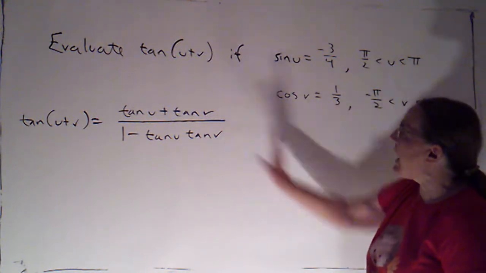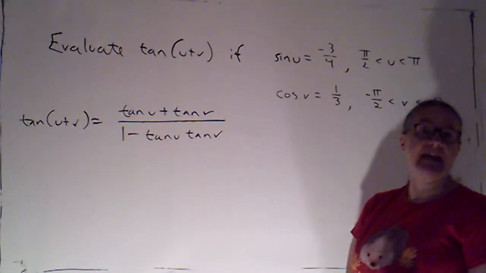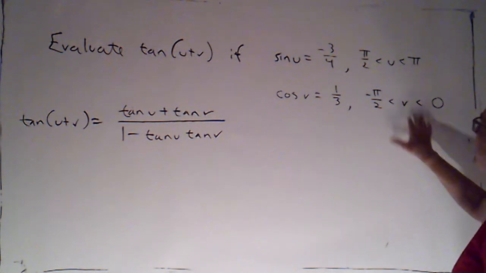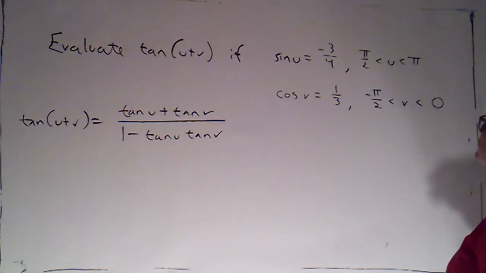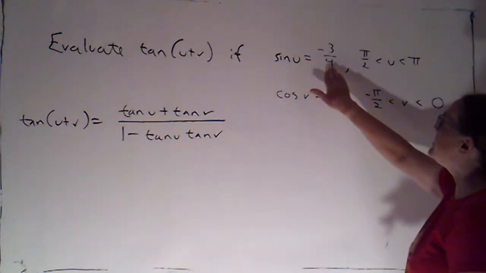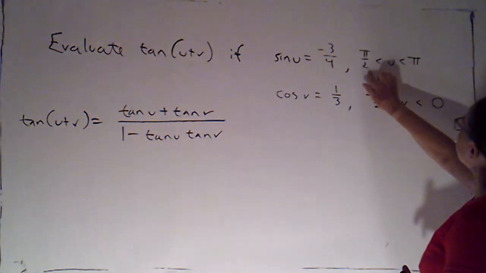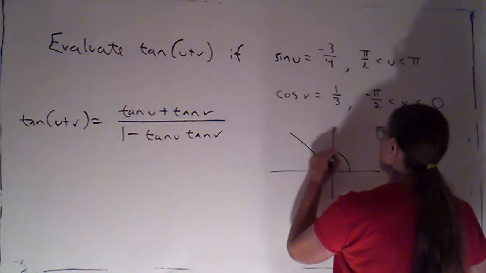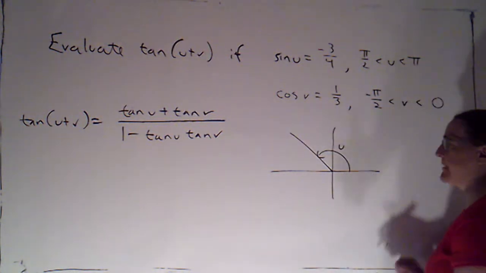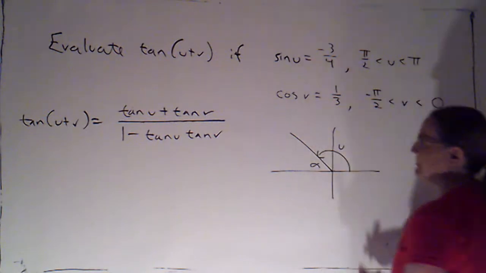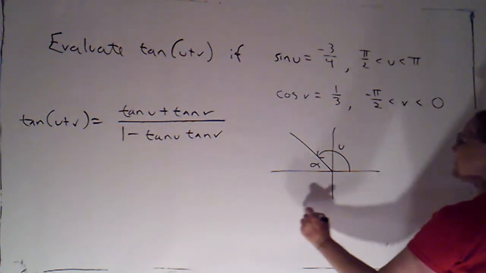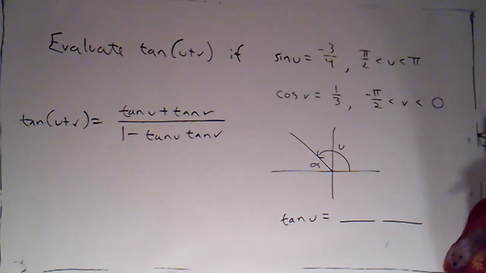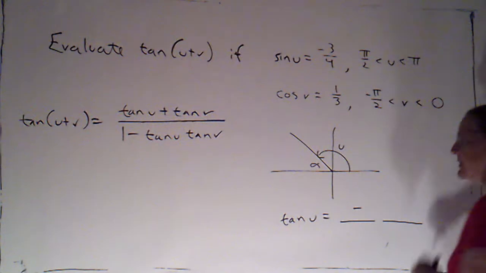Okay, so I basically need to know tangent of u and tangent of v. I don't have that information, but I have enough information to figure it out. I know that sine of u is negative 3/4, and if u is between pi over 2 and pi, that's putting u in quadrant 2 here. So I'm going to let alpha be its reference angle, and if I'm trying to evaluate tangent of u, I can do that as my usual two-step process. We're in quadrant 2. Tangent's going to be negative.